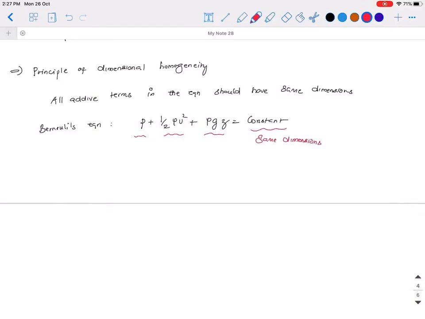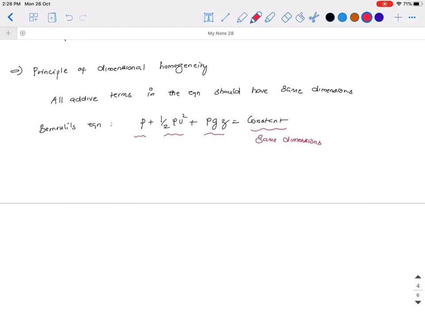If in terms of units we go one step further, if we write this in terms of units, then all additive terms should have the same units. So if one is Newton per meter square, another also should be Newtons per meter square, not kilonewton per meter square. You already know this from your high school physics itself.